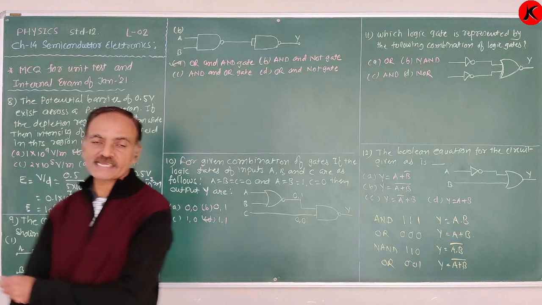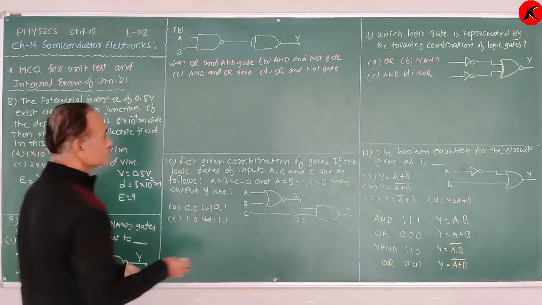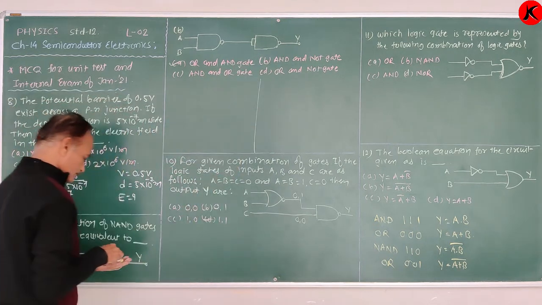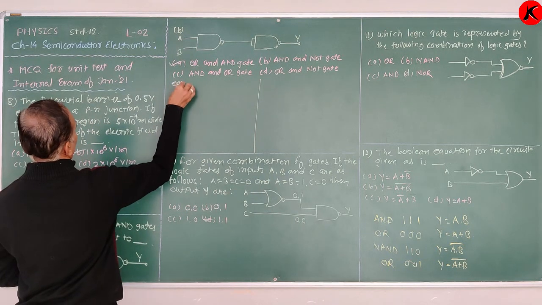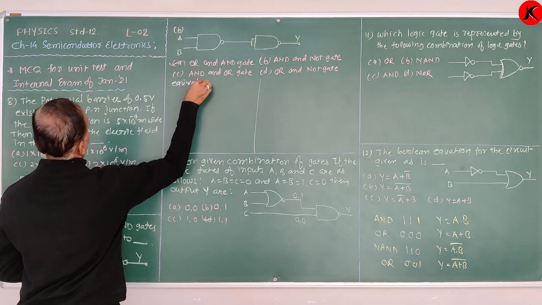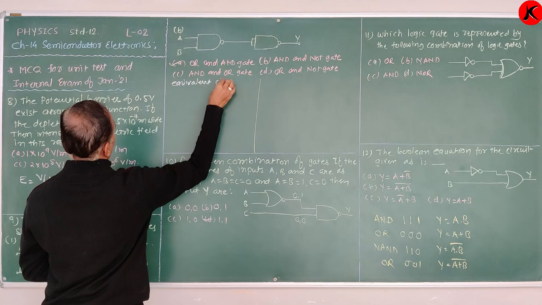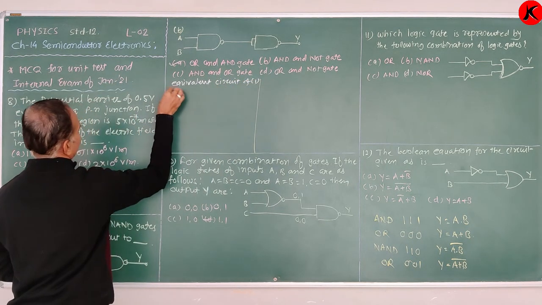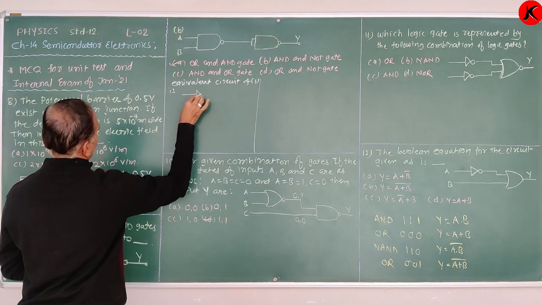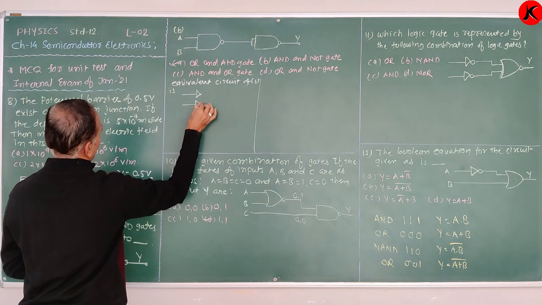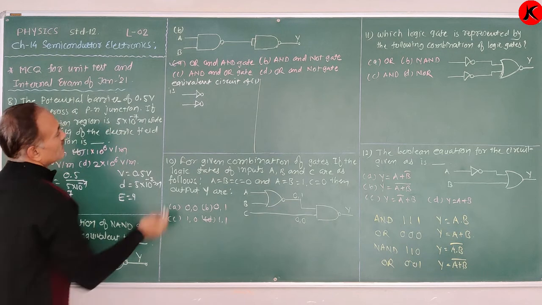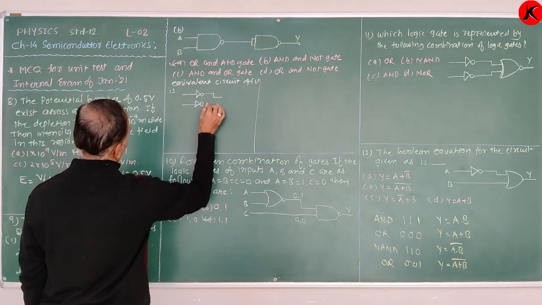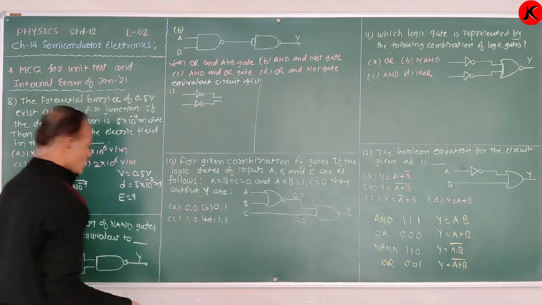Therefore, the equivalent circuit of the first is: there is a NOT gate, and the second is also a NOT gate. Both are given as the input of a NAND gate.